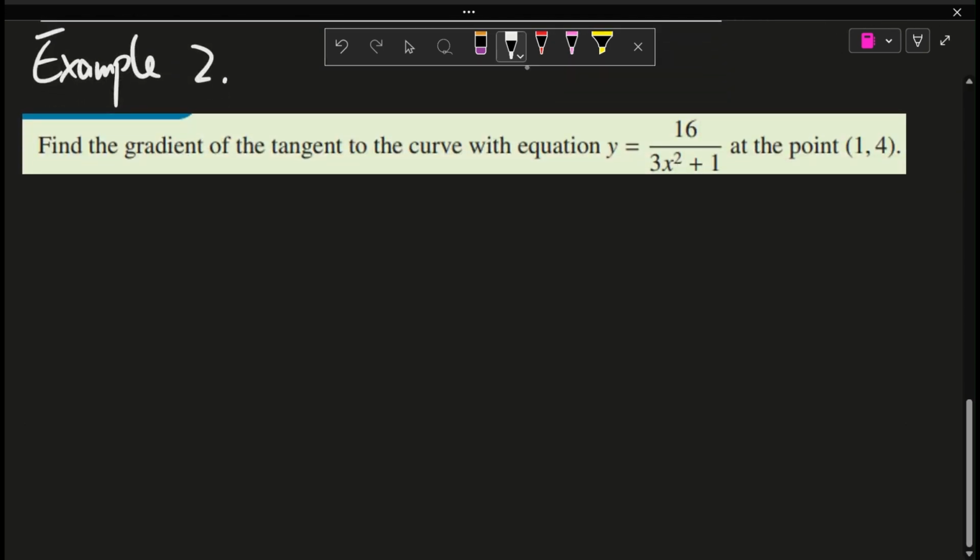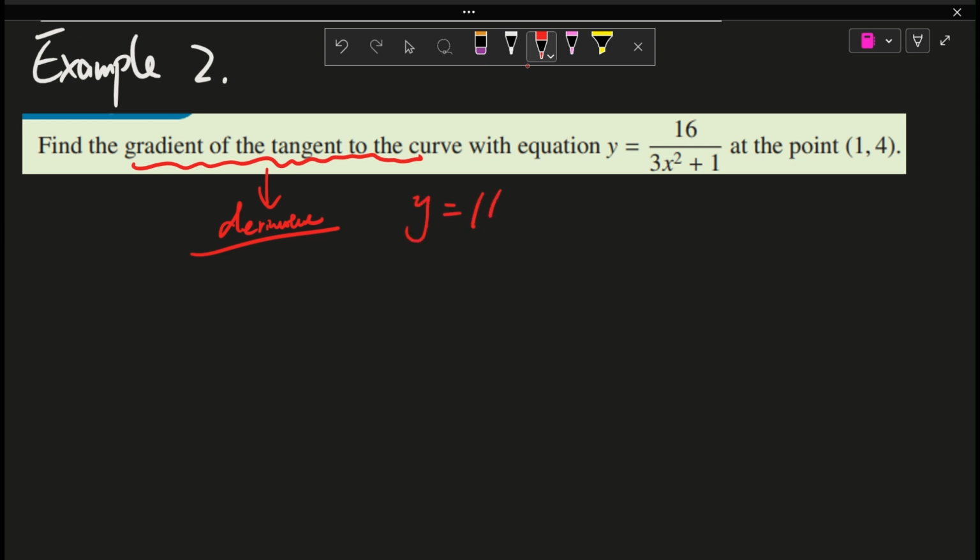Well, I'm going to keep going with example 2 now. Let's have a look at the question. Find the gradient of the tangent to the curve with the equation y equals 16 divided by (3x squared plus 1) at the point (1, 4). Once you see the gradient of the tangent to the curve, you have to find the derivative. How are we going to find it? Let's have a look. y equals 16 over 3x squared plus 1.